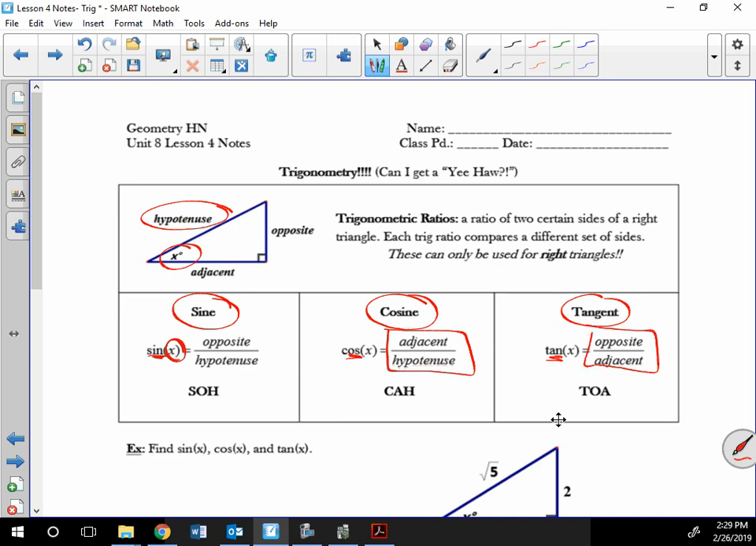You do need to commit this to memory that sine is opposite over hypotenuse, cosine is adjacent over hypotenuse, and tangent is opposite over adjacent. Because it's such an important thing, many years ago, some genius decided to come up with the little acronyms here. So, ka, toa. Sine is opposite over hypotenuse, cosine is adjacent over hypotenuse, and tangent is opposite over adjacent.